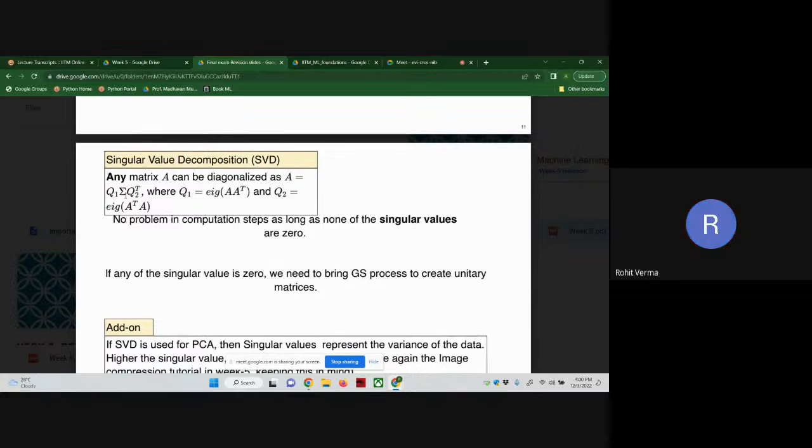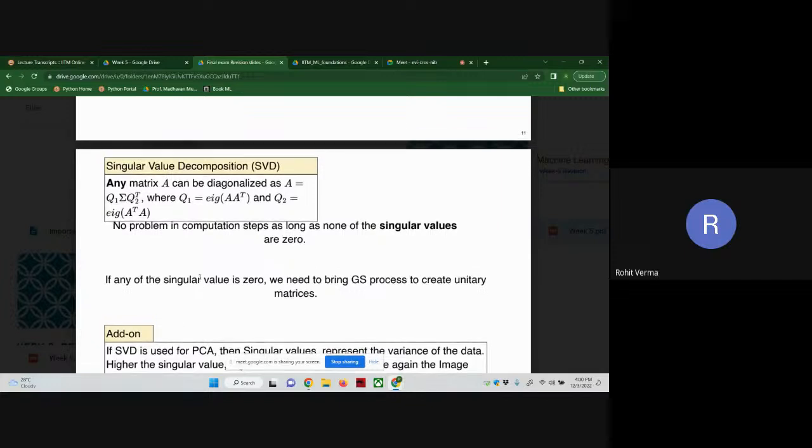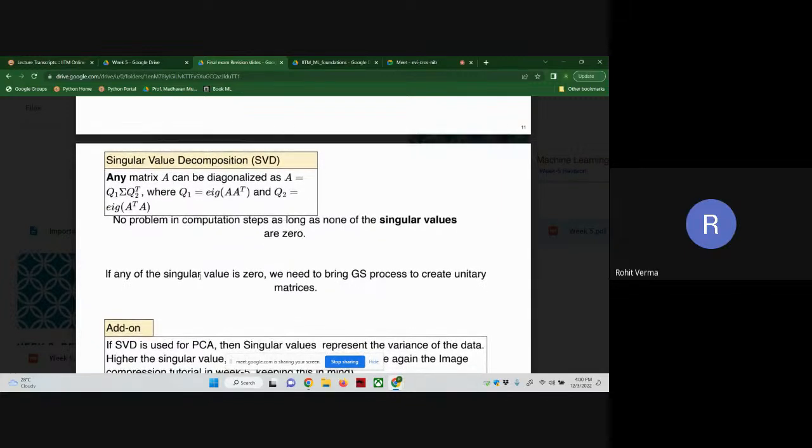Sir, I have had a confusion from day one, from when I was studying this in week 5. Remembering which one is Q1 and which is Q2: A A transpose is Q1, and A transpose A is Q2. Is there any trick for this?